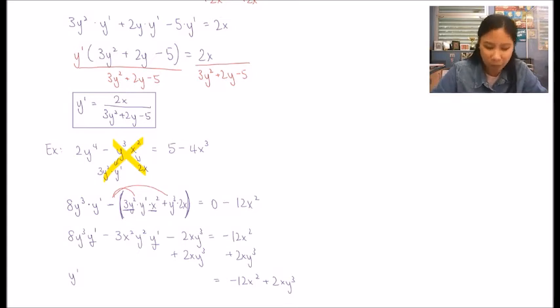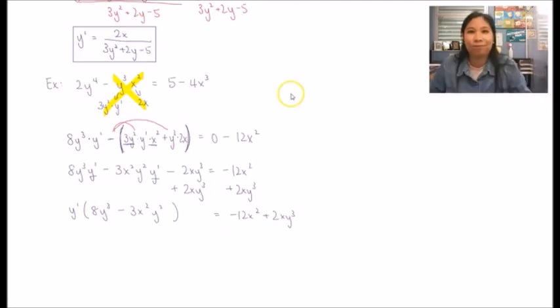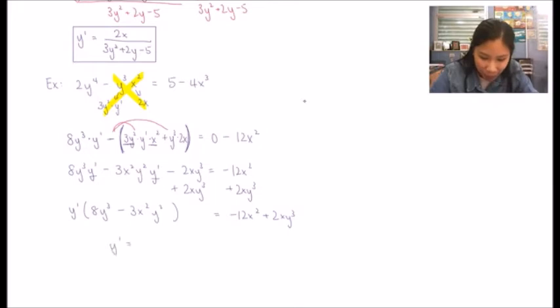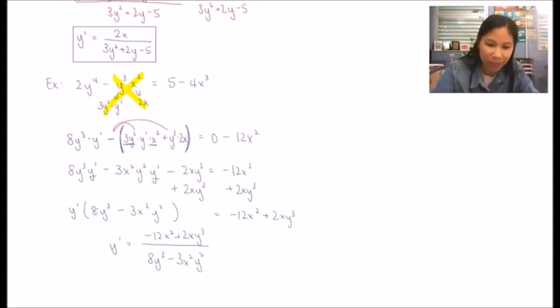Or sorry, y prime, not y cubed. So factor out that y prime will leave me with 8y cubed minus 3x squared y squared. Okay? So now to get y prime by itself, we just need to divide both sides by whatever's in the parentheses. So we're going to end up with y prime equals negative 12x squared plus 2xy cubed over 8y cubed minus 3x squared y squared. That's it.